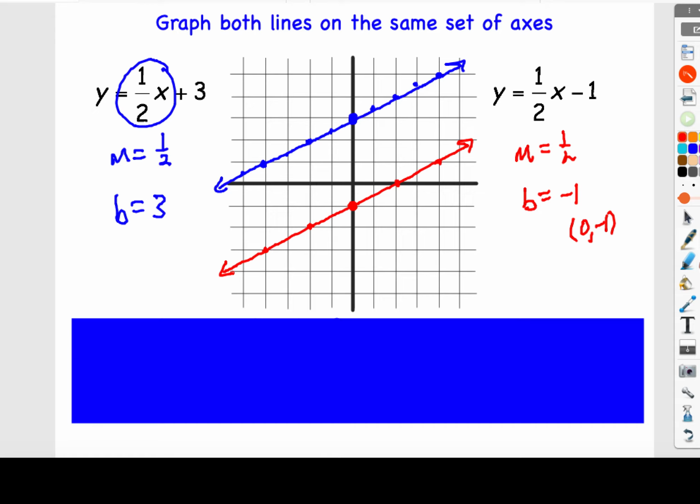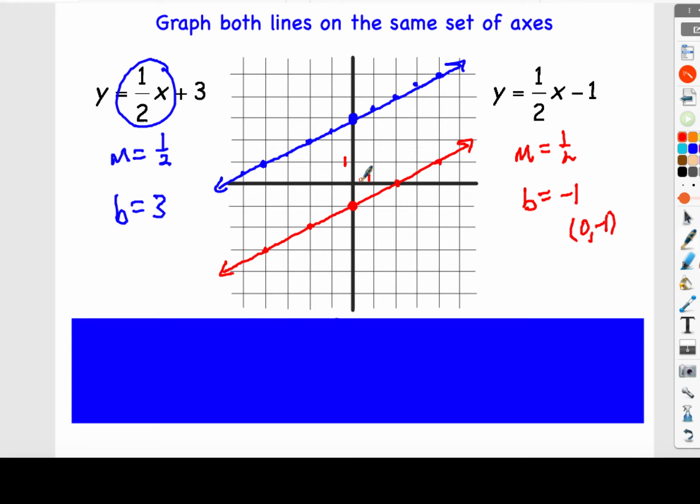Now you might notice that both of those lines look fairly relatable. Neither of those lines ever seems like they're going to run into each other. Do you remember what we call that? We call those parallel lines.